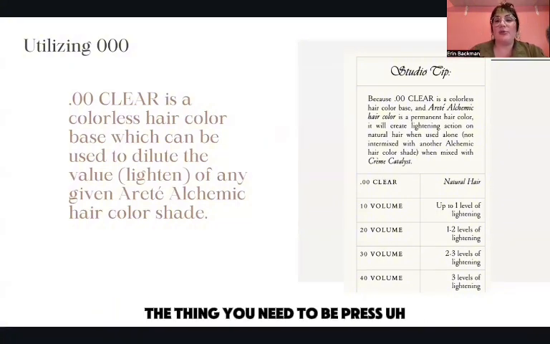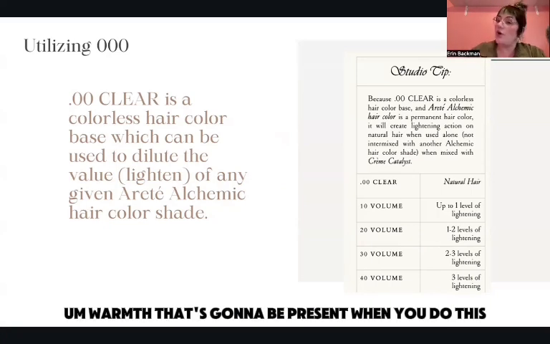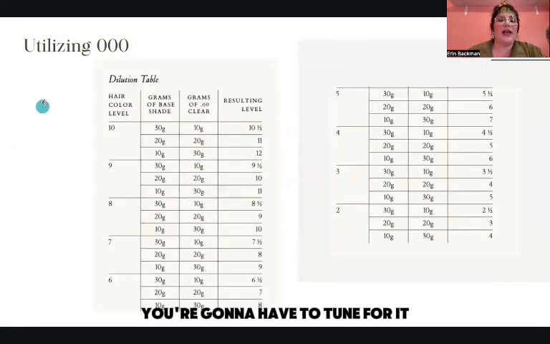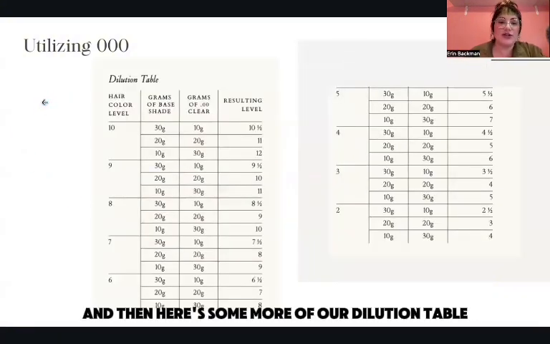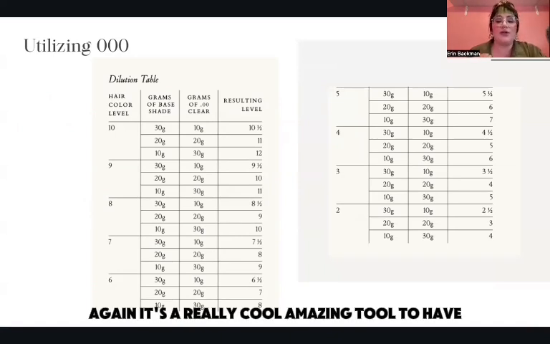The thing you need to be thinking about is that you will still need to tone this afterwards, because if you do not want the natural warmth that's going to be present when you do this, you're going to have to tone for it. And then here's some more of our dilution table of how we can dilute using 000. Again, it's a really cool, amazing tool to have.